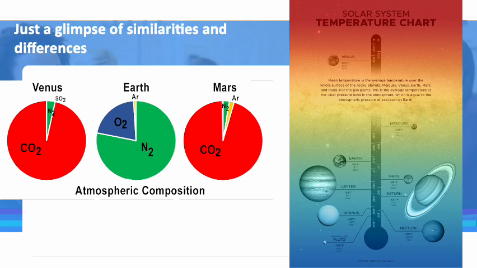Also, you can see that in terms of atmosphere, neither Venus nor Mars could harbor life as we have it here on Earth, because they don't have the atmospheric composition that is friendly to life as we have here on Earth.